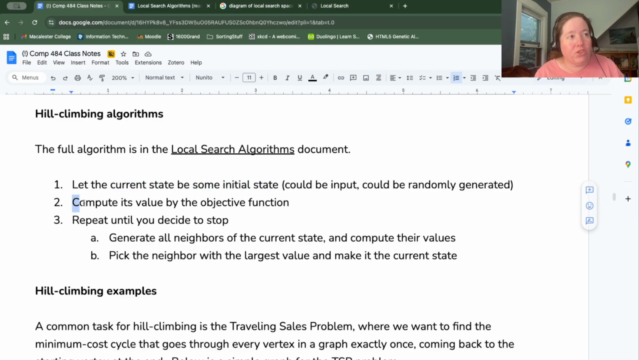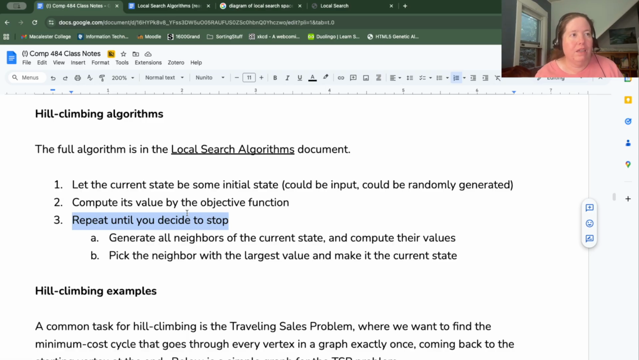We take that initial state, we compute its value by the objective function, and then we go into a loop that goes indefinitely until we find the optimal solution, or we run out of time and we just have to stop the search, or the search tops out at one of those local maxima and we just can't go any further.